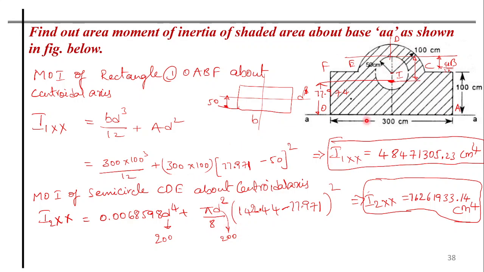So remember, while reading the figure, understand this. The inner circle which has been cut out is of 50 centimeters radius, whereas the outside one is of the radius of 100 centimeters.